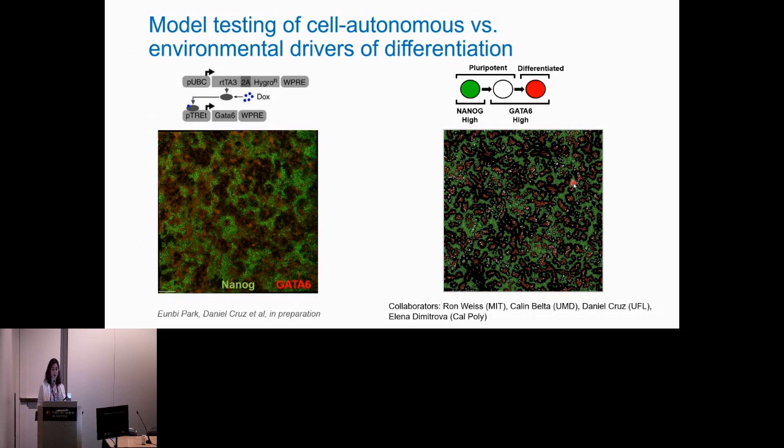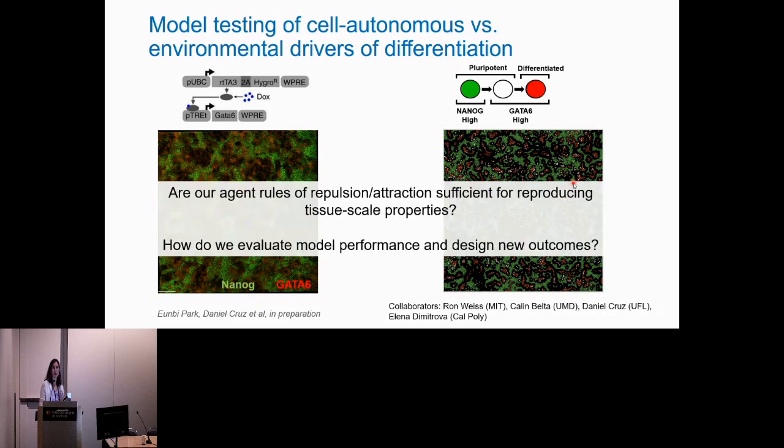And in doing so, we created agent-based models with very simple switches from a Nanog high, GATA6 low population to a GATA6 high, Nanog low population. And the big question here is, all right, we can build a model like this, but how do we know if it's good enough? Is this sufficient? How do we evaluate model performance? And how do we design new outcomes from this?